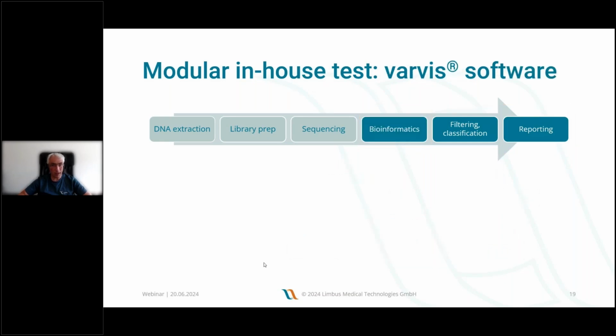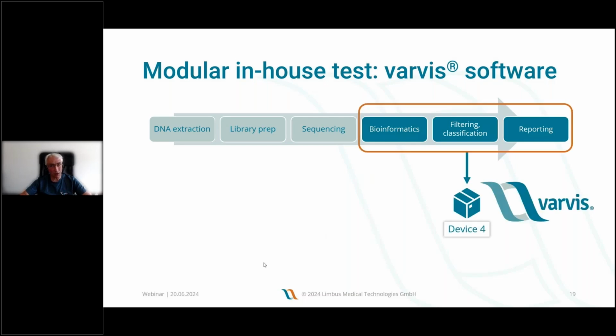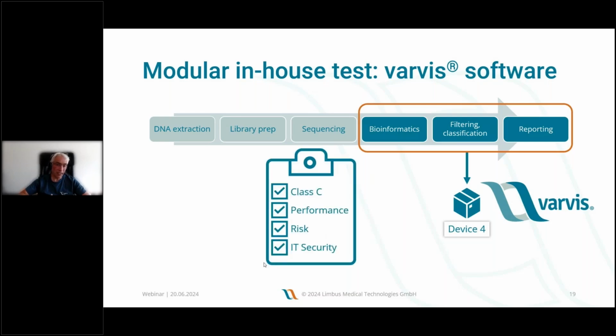Now let's take a look at the varvis software with its Class C certification. The varvis software covers all software steps in this process, starting from the raw data. It's one uniform device, and hopefully it addresses all the use cases that you have regarding your NGS in-house test. The benefit is that it is clearly classified as Class C. So we already classified it in such a way that we consider it a critical component. The way that the software works certainly influences the outcome of your diagnostic test.